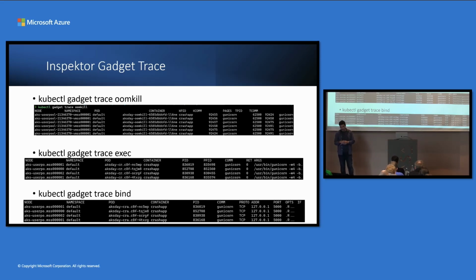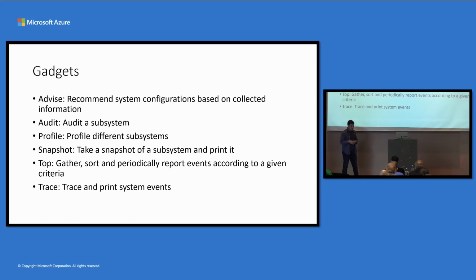There are many other commands, and I'm not going to go through all of them. Again, I definitely recommend the talks from yesterday. But just a quick overview. Aside from top and trace that we did see, you can also take snapshots. You can do audits. You can also get advisory, so you can get recommendations for all kinds of best practices, like network policies as an example.